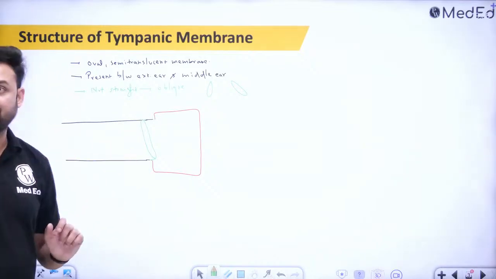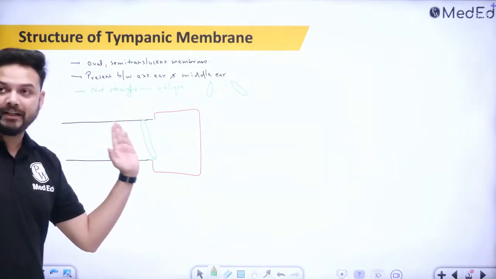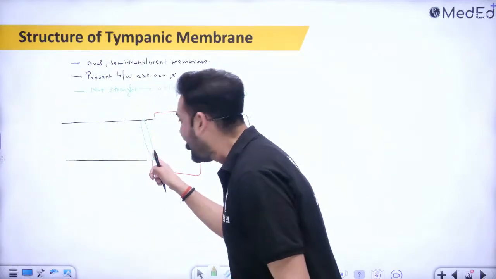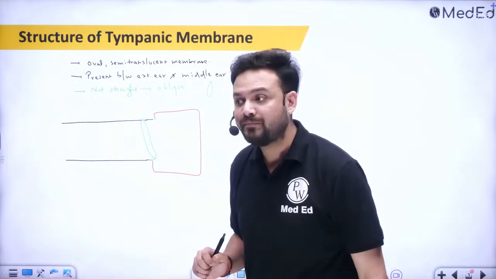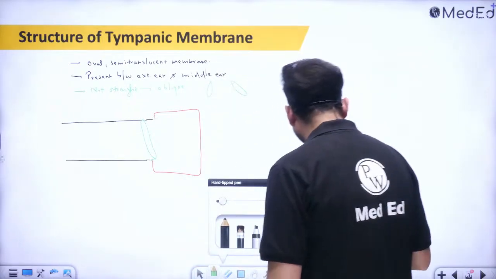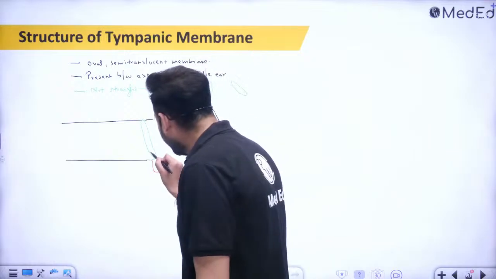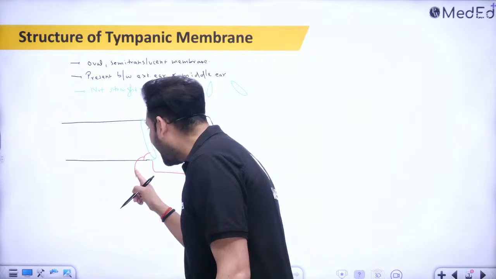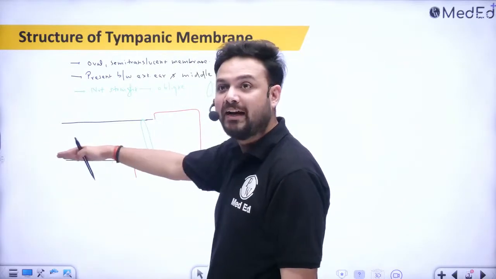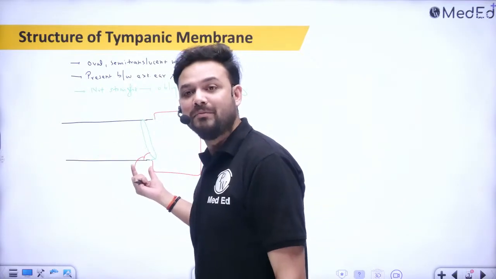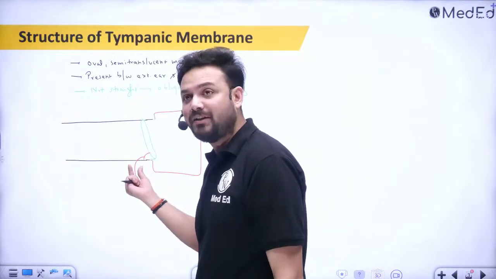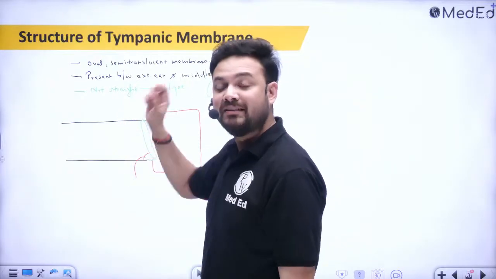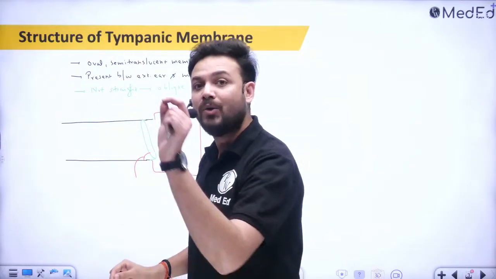It's a little oblique. And this obliquity creates an angle with the external auditory canal. Correct? And this angle, which is present between the external auditory canal and the tympanic membrane, is called the tympanomeatal angle. Meatal, because this is the meatus or the external auditory canal. Tympanum means the middle ear. So because it is obliquely placed, this angle between the tympanic membrane and the external auditory canal is called the tympanomeatal angle.